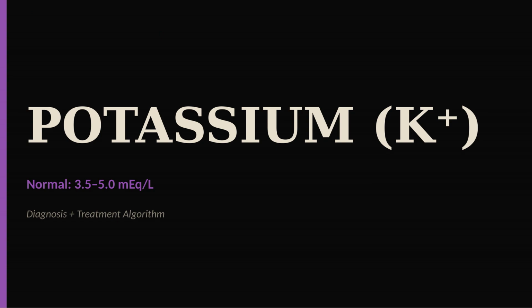Potassium. Normal range, 3.5 to 5. If sodium is the electrolyte that hurts the brain, potassium is the one that stops the heart. The therapeutic window is narrow and unforgiving in both directions, and the lab value can lie to you through hemolysis on the way up and through cellular shifts on the way down. Respect this number. Let's build the box.